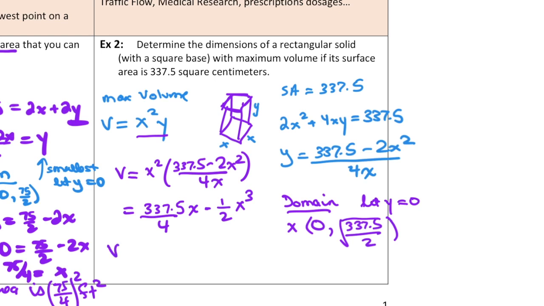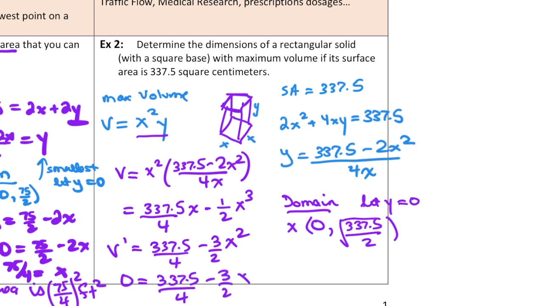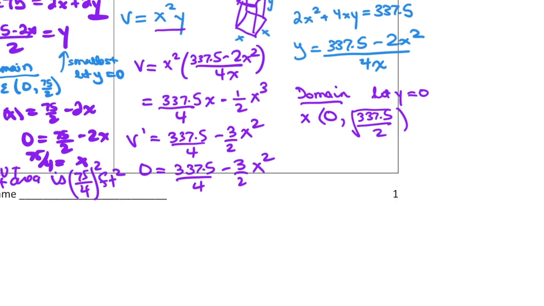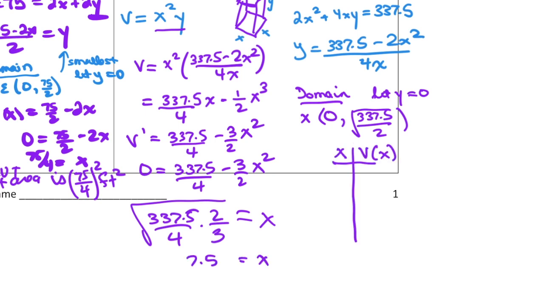So find your derivative. V prime equals your 337.5 over 4 minus your 3/2 x squared. Once you know that, find those critical numbers. Remember, one of those critical numbers is going to be outside of your domain, so you will not include it, and you end up with 337.5 over 4 times your 2 over 3 with a square root equals your x. So once you know your critical number is 7.5, substitute that in for v of x.